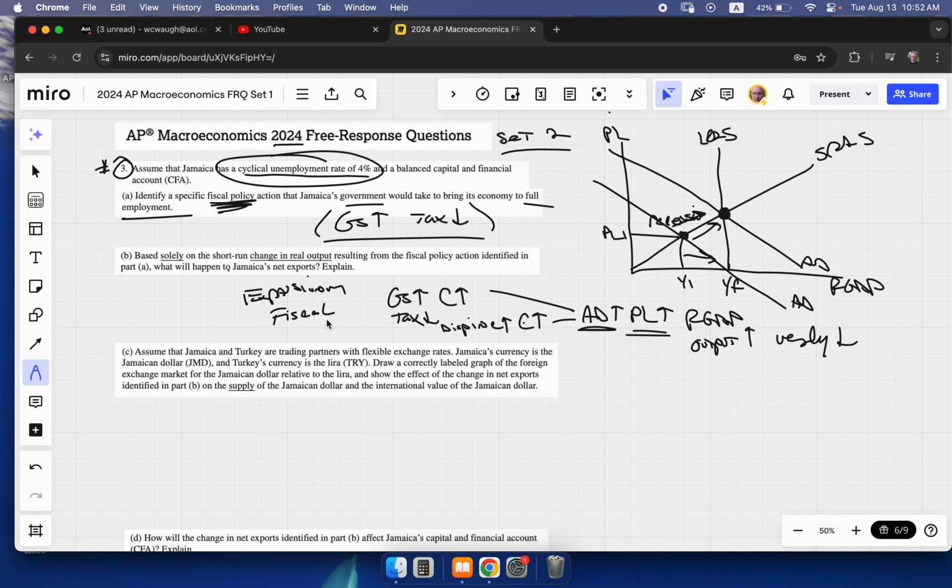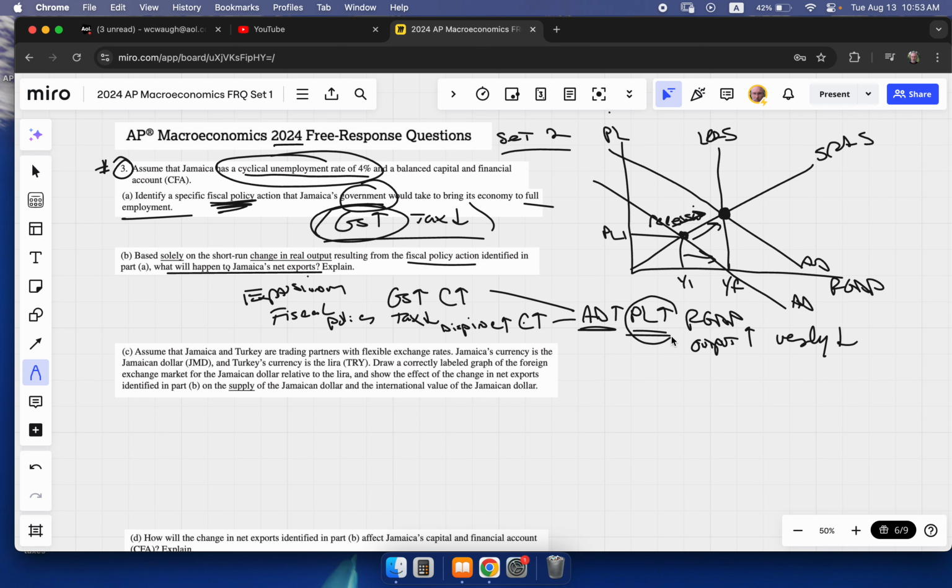Expansionary fiscal policy, easy enough. And it is always what the government could do. Cool. So government spending there would have been our answer. What will happen based solely on the short run changes in real output resulting from the fiscal policy action identified in Part A? What will happen to their exports?